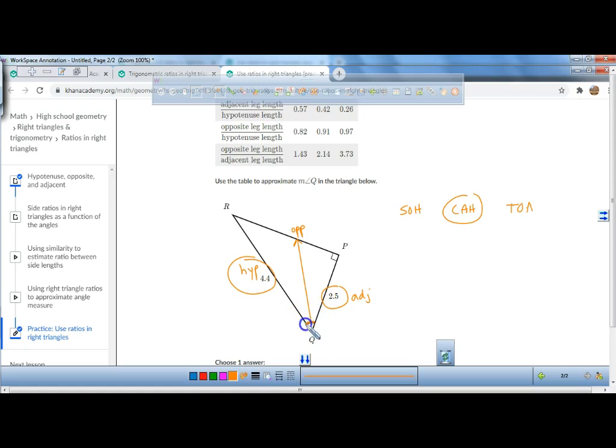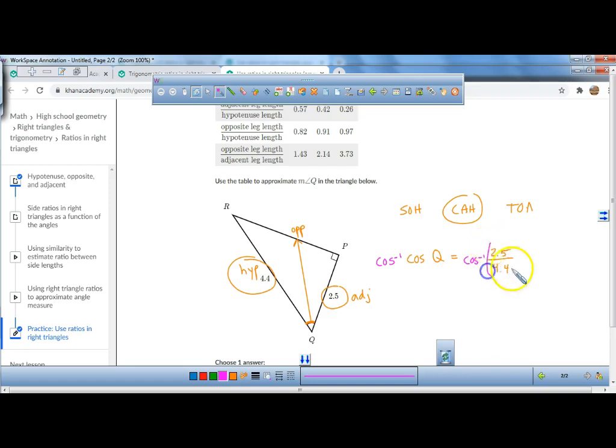We're trying to find the measure of this angle. So here's how you find the measure of an angle. You set it up. The cosine, and we're going to call it capital Q, that's the angle that we're looking for. The cosine is equal to the ratio of our adjacent side, which is 2.5, over our hypotenuse, which is 4.4. Now, something that you can't do is divide both sides by cosine, but we have what's called the inverse of cosine. So I can apply what's known as the inverse of cosine to both sides.